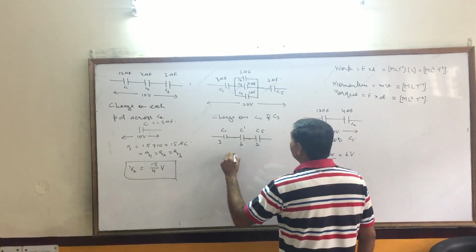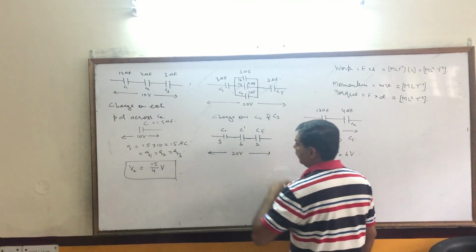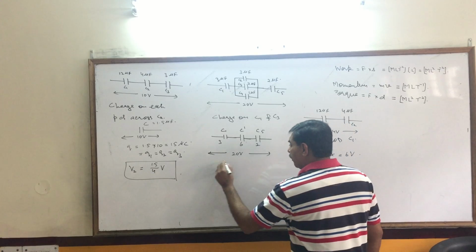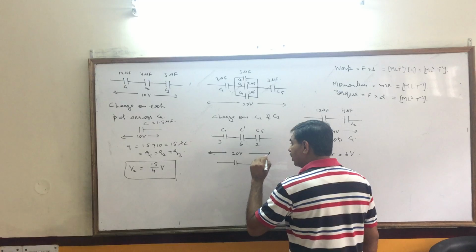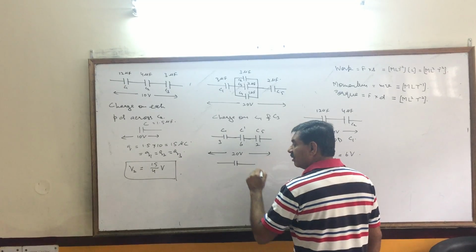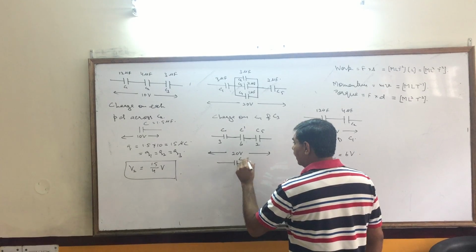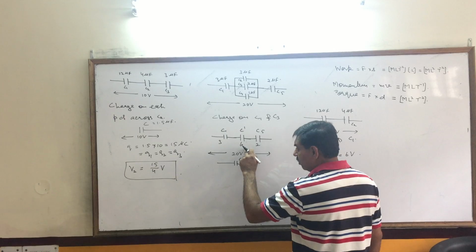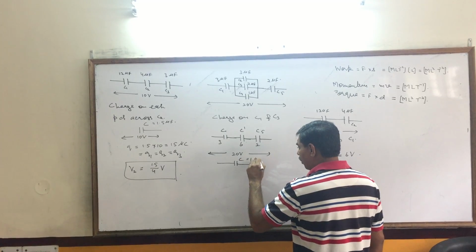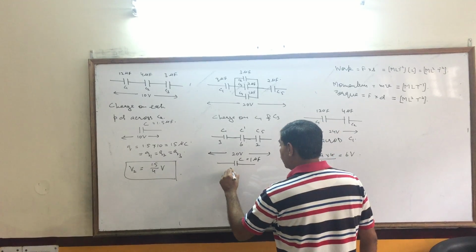And across it is 20 volts. If I have to find the charge on C1, I must determine the charge on the equivalent. C कितना आ गया? 1. 3 and 6 is 2, and 2 and 2 is 1 microfarad. I hope things are friendly now. 20 volts.